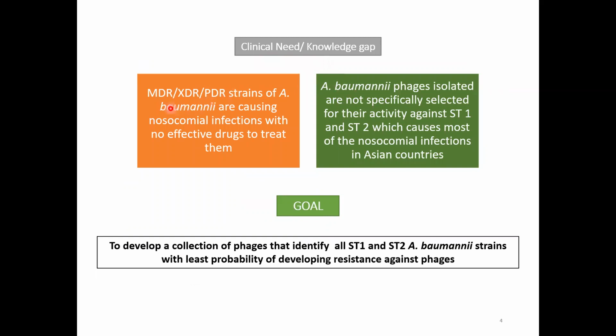So coming to the knowledge gap, the XDR, MDR, and PDR strains of Acinetobacter cause nosocomial infection, but there is no effective drug to treat them. But recently, phage therapy has emerged as a promising new therapy. But a problem associated with it is that the phages which are isolated are not selected against ST1 and ST2 types, which cause most of the nosocomial infection in the Asian countries. So our goal is to develop a collection of phages that identify all the ST1 and ST2 A. baumannii strains with least probability of development of resistance.